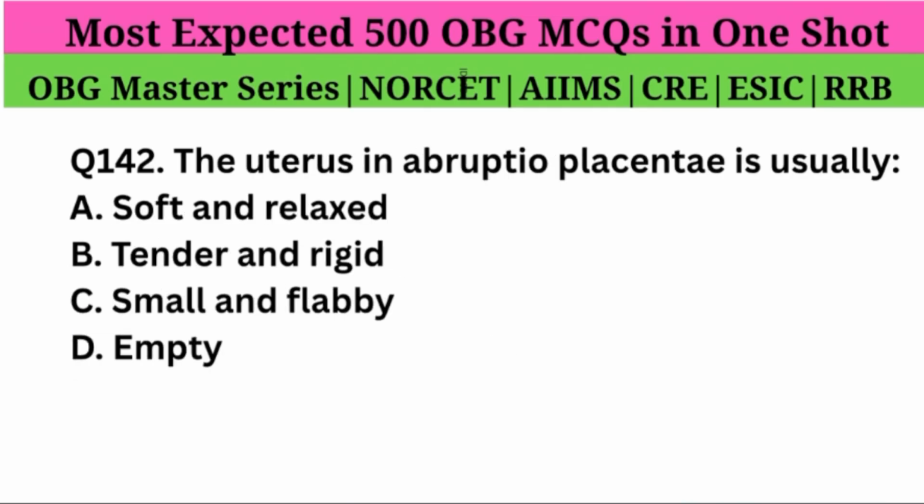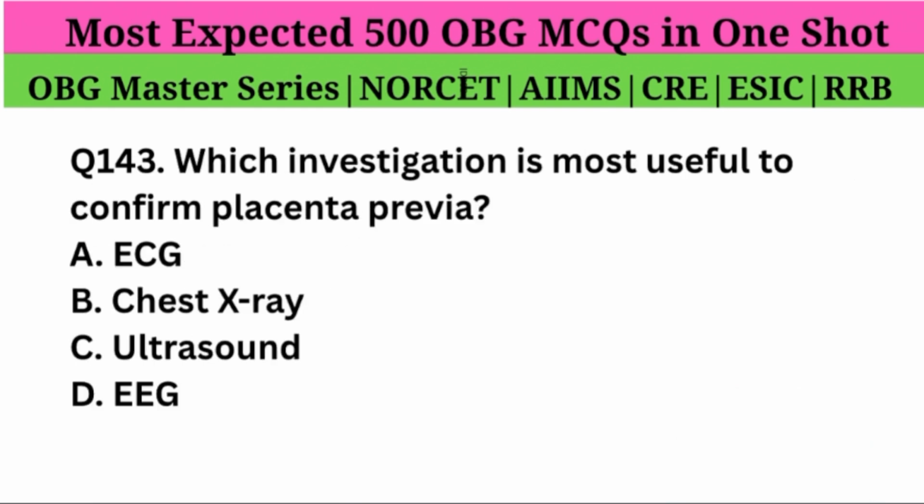Next question. The uterus in abruptio placenta is usually. Your correct option is option B, tender and rigid. Next question. Which investigation is most useful to confirm placenta previa? Your correct option is option C, ultrasound.